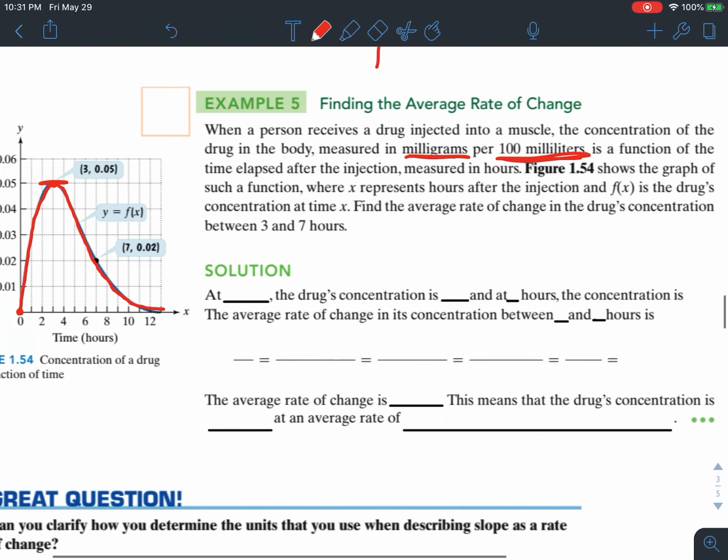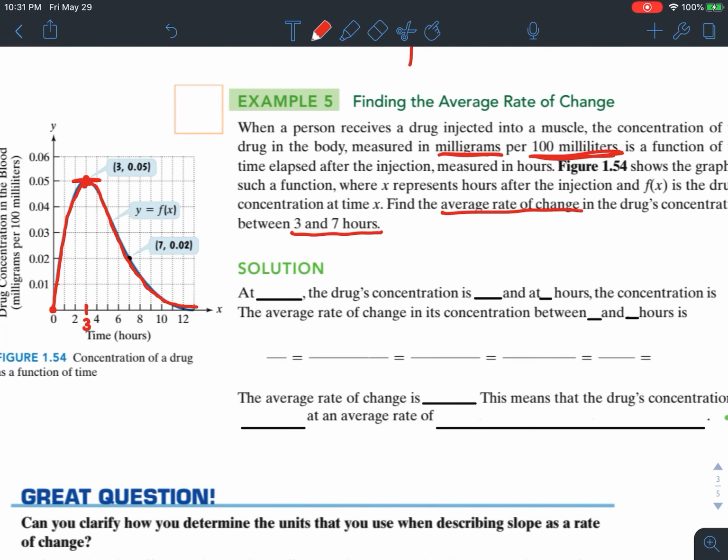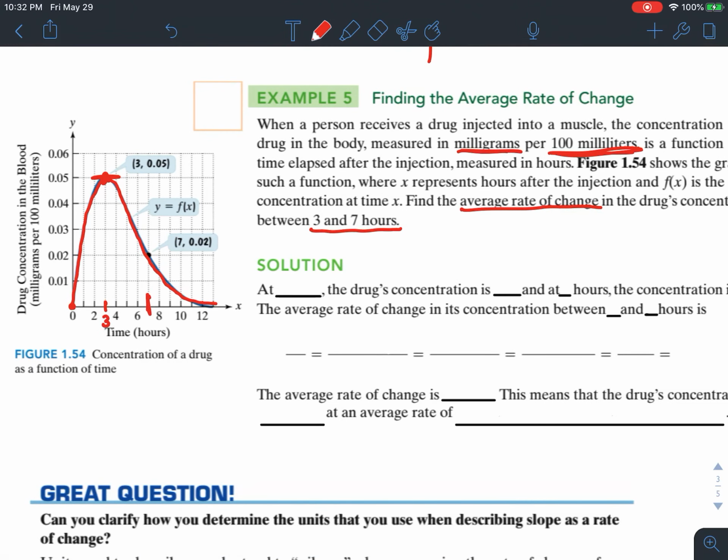Okay. So we want to find the average rate of change of the drug's concentration between 3 and 7 hours. So you can see here, this is 3. At 3 hours, that's the peak of the concentration of the drug in your blood. So that's when there's going to be the most of it. And they want to know the average rate of change between 3 and 7 here. They didn't give us the function, like as a polynomial, but they did give us points and a graph.